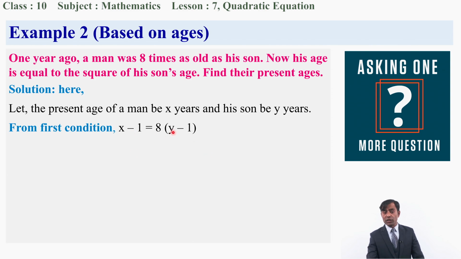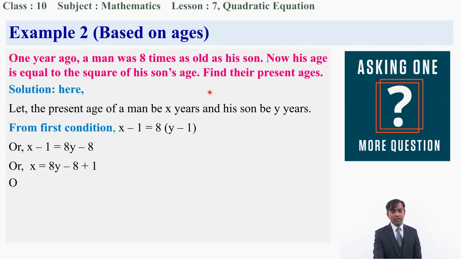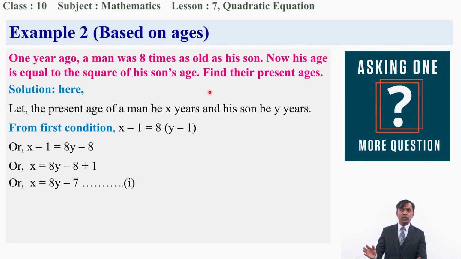Then they are not equal. It means the father's age, x minus 1, is 8 times the son's. To make it equal, the son's age 1 year ago is multiplied by 8. Then they are equal. Look again: 1 year ago, a man was 8 times as old as his son, that means x minus 1 is equal to 8 times y minus 1. Then simplify, I will get one equation, and that equation is x is equal to 8y minus 7.